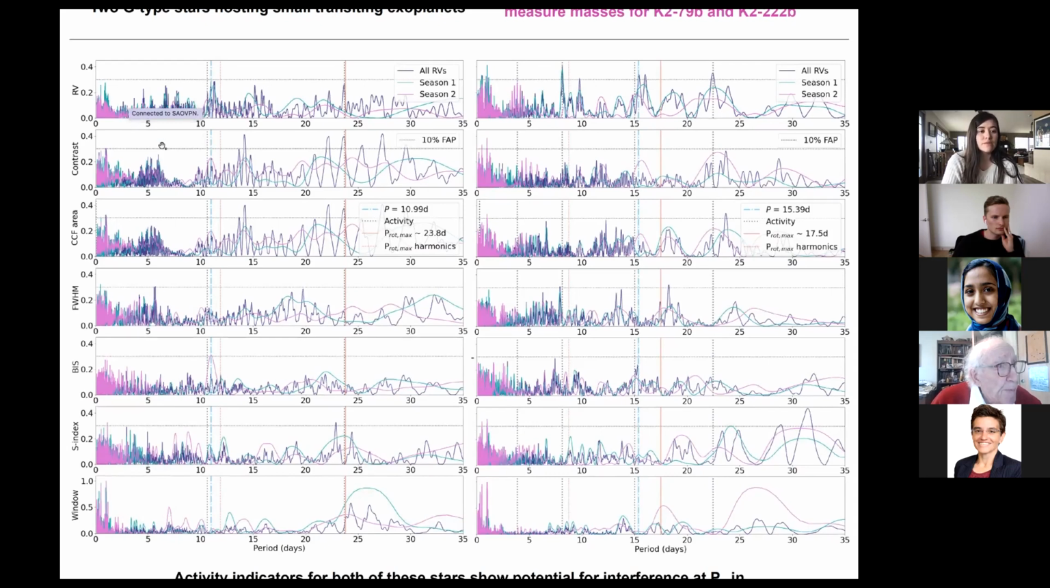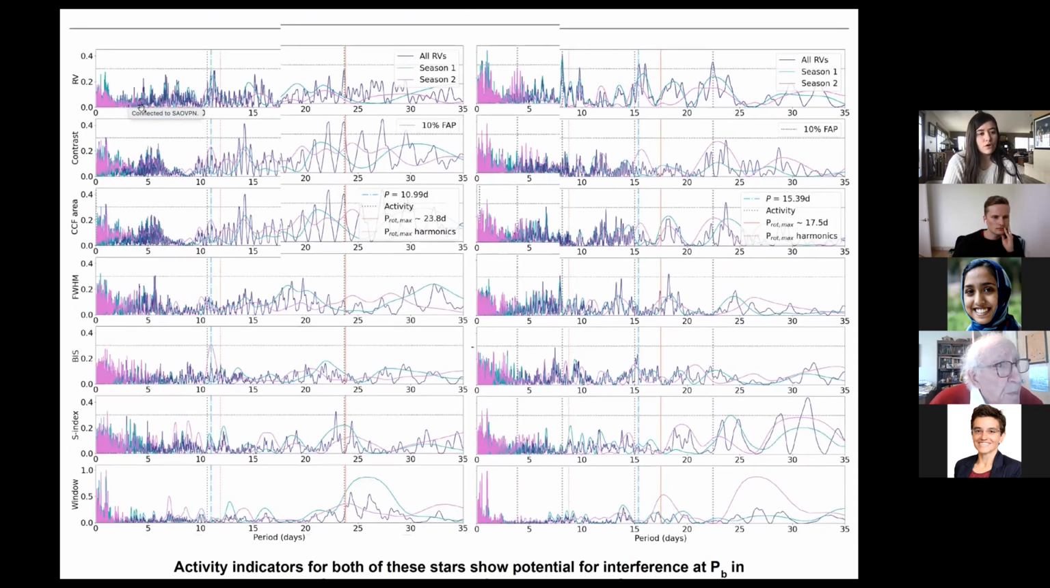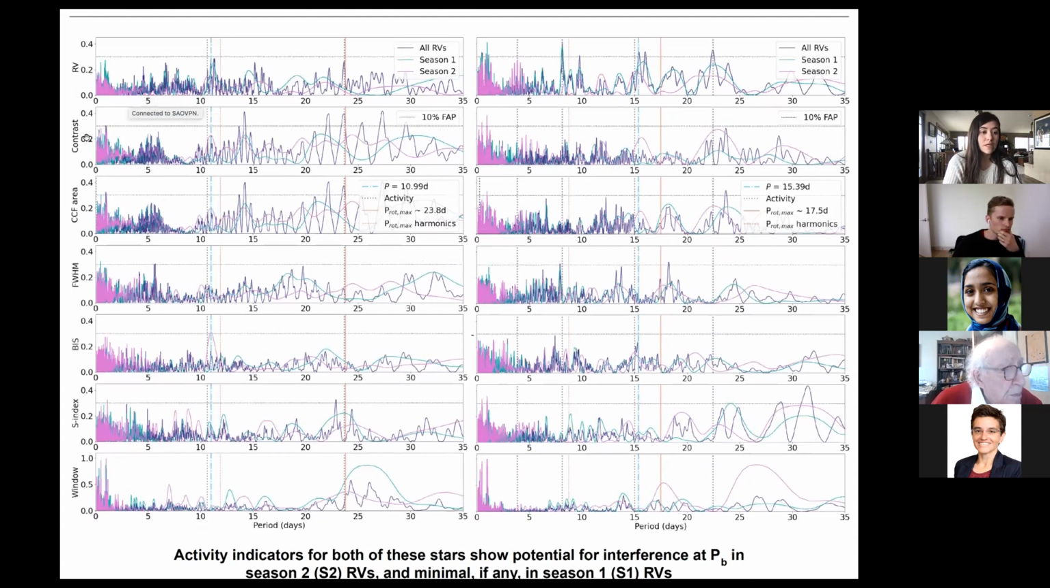And then as you step down through these panels, everything below the RV is going to be an activity indicator. These are various indicators that we track in the spectra that are going to give us some idea of what's going on with the star, and if some of these periodic signals can be attributed to the star and not in fact the planet. So this blue dotted line here is the period of the planet, 10.99 days, the known transiting planet. And as we move down, I just want you to start at the top and focus on that blue line and move all the way down.